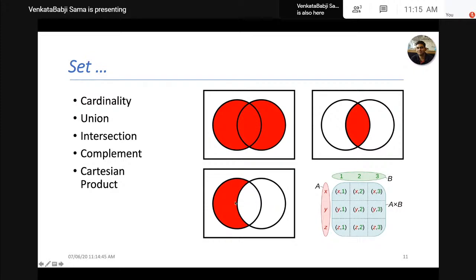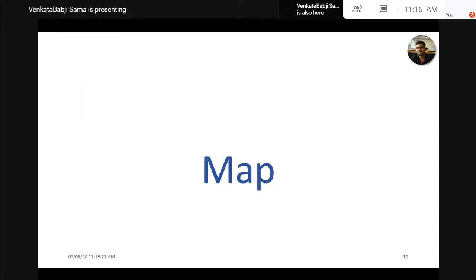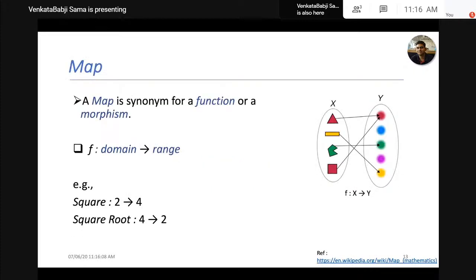And then of course, just to make it complete, we will also have studied Cartesian product, where we multiply things and it's a combinatorial operation. Obviously there is no Venn diagram for Cartesian product or cardinality. Now let us briefly touch upon what a map is. It's a synonym that we use to represent a function or morphism. Function is an easy concept to understand.